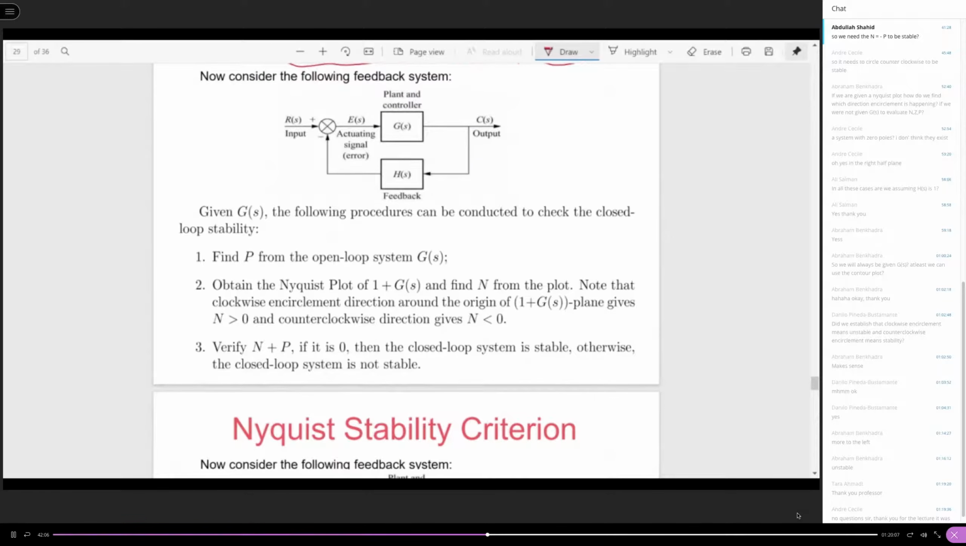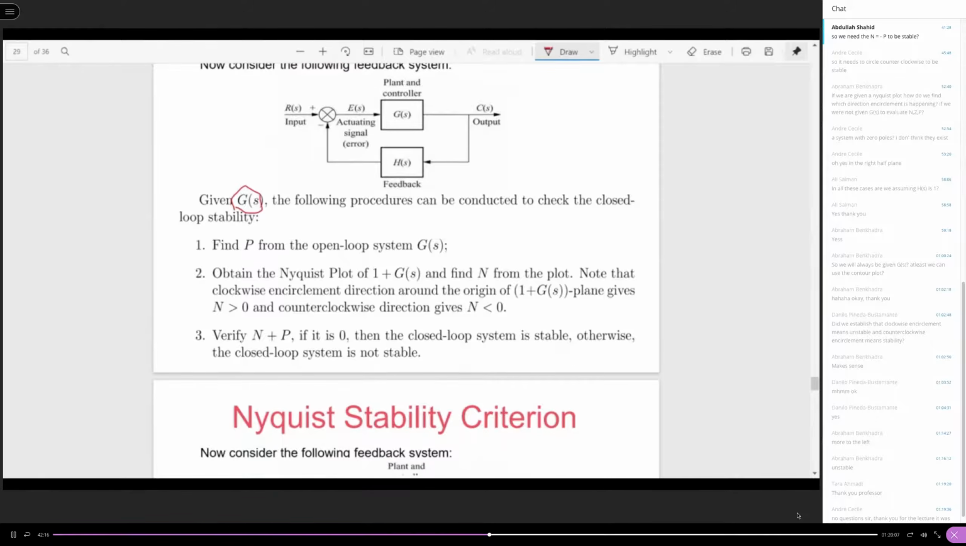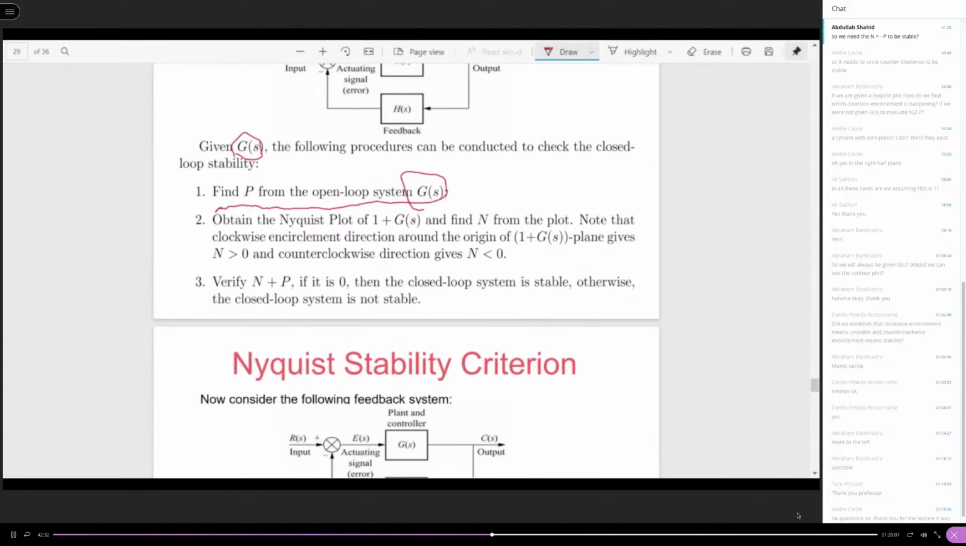First, given G(s), this transfer function's information should be available. You have to know this transfer function. Step 1 is to find P from the open loop system's information. P is the number of right half plane poles of G(s), the open loop right half plane poles. P not equal to 0 is okay, because for the open loop system I don't care if it is stable or not. It could be unstable.